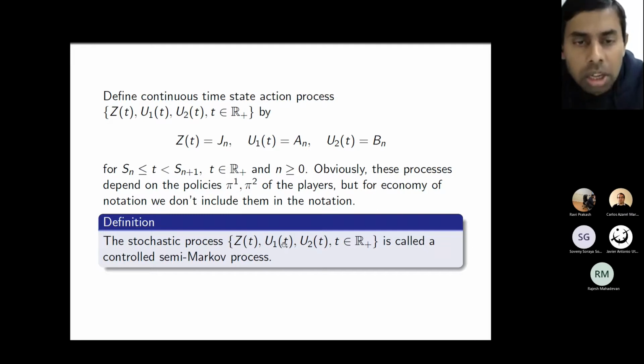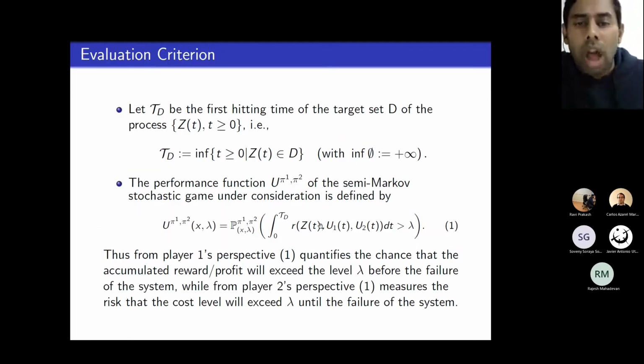So this Zt, U1t and U2t: Zt is the state process, U1t is the action process for player 1, and U2t is the action process for player 2. Together, this is what is called the controlled semi-Markov process. Fine. Okay. Now we will describe, as I said, this is an optimization problem.